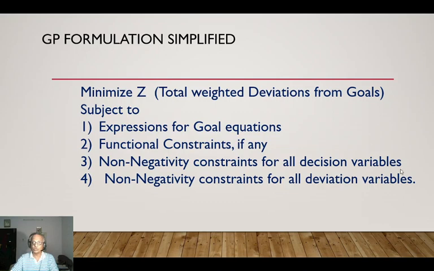So these are the two things which you will have to keep in mind: you will have to work with both decision variables as well as deviation variables in many cases, whereas in case of OR you will be dealing with only decision variables. So this is the difference between the two, and the objective function will be to minimize the total weighted deviations from goals.